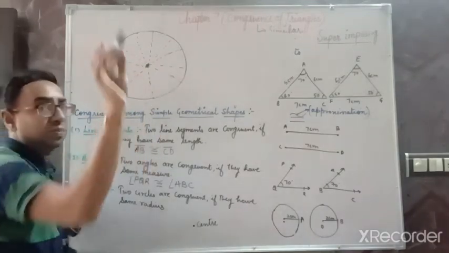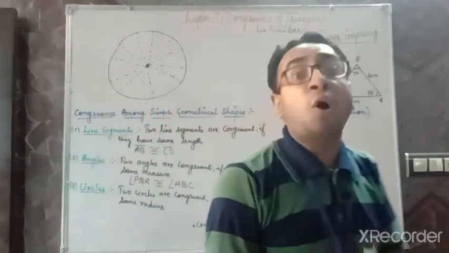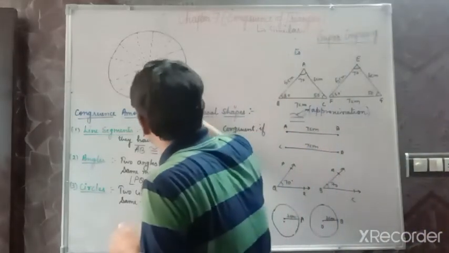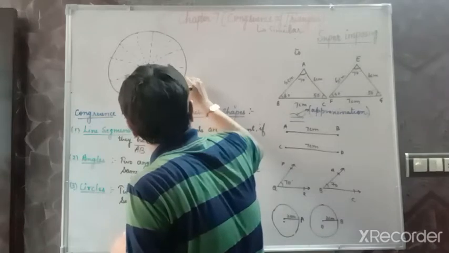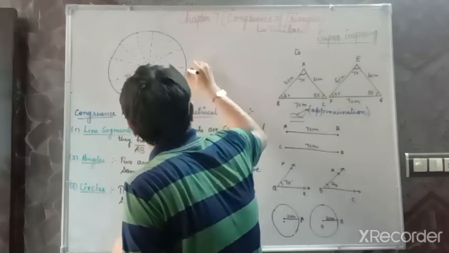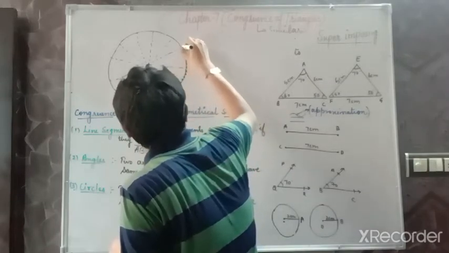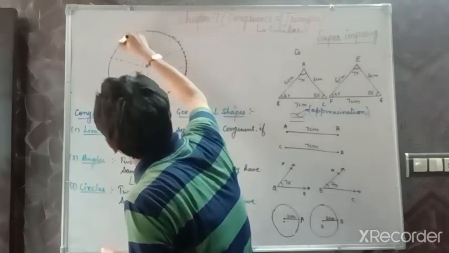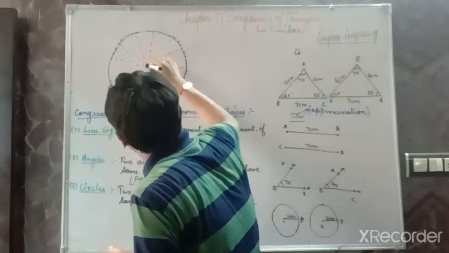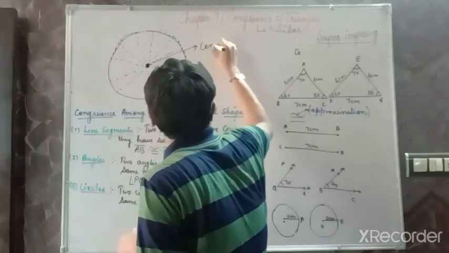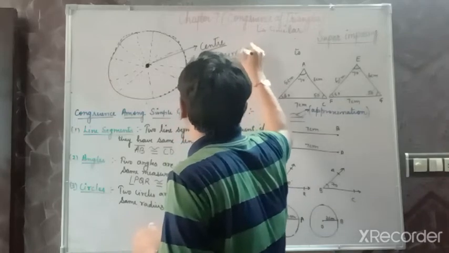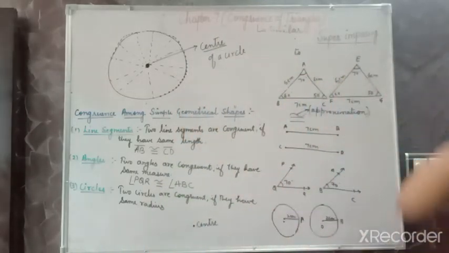A locus. Locus means a shape. A locus of the points, because these all are points. The locus of the points which are equal distance from a fixed point. What is this fixed point called? This fixed point is the center of a circle. Are we clear? Locus means shape.